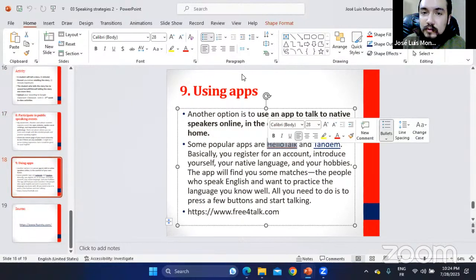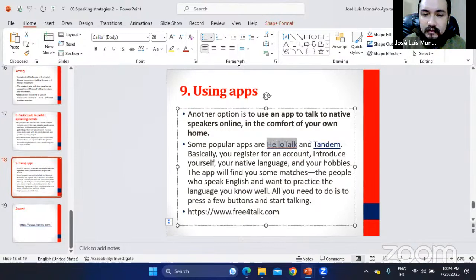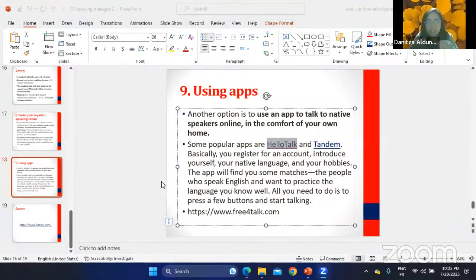I don't know if they're still working, Danitza, but they are in the chat. I tried both. Both? It didn't work for you. And Tandem, yes. Didn't work. Okay. No worries. Then I'm going to try to look for other alternatives.